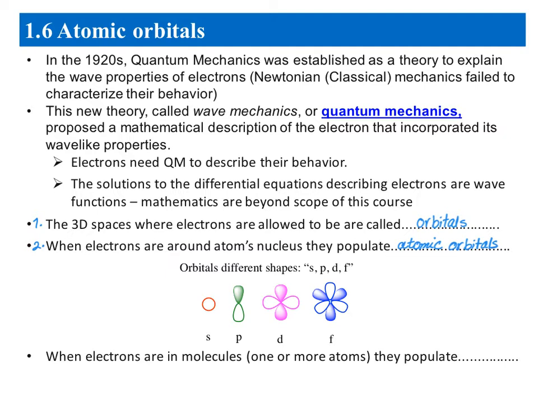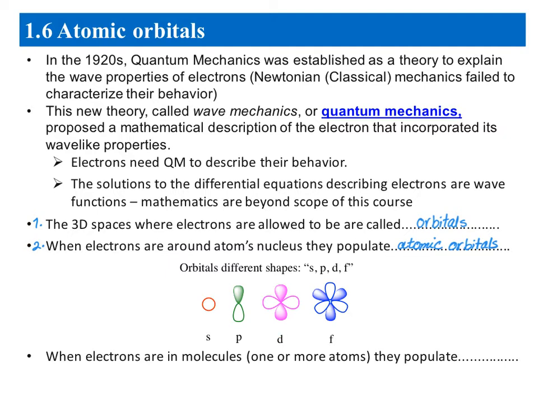S orbital is spherical, as you can see here, and if electrons fill that s orbital, their movement is confined within this region, in this spherical region. We also have p orbitals. P orbital is dumbbell shaped, and we have three of them oriented along the three coordinates x, y, z. I'm gonna talk about them in the next slide. And we also have d and f orbitals.